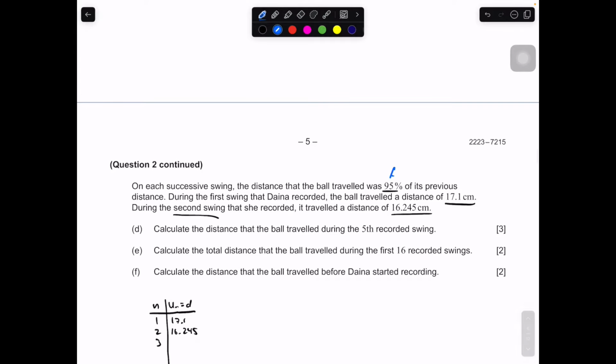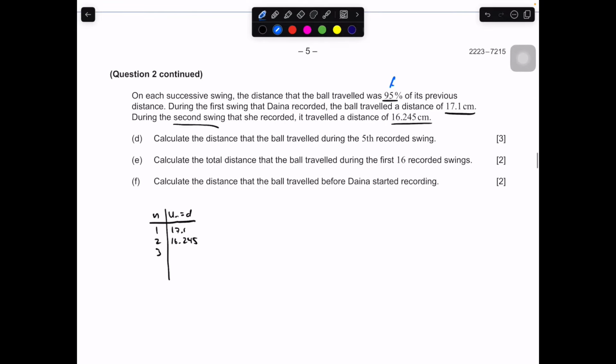So in this case, we're not adding a constant, we're multiplying by 95%, or 0.95, and then the next distance is going to be multiplied by 0.95 again. As the pendulum swings, the distance that it travels is less and less, and we're multiplying this time to go from one term to the next, and that makes it a geometric sequence.